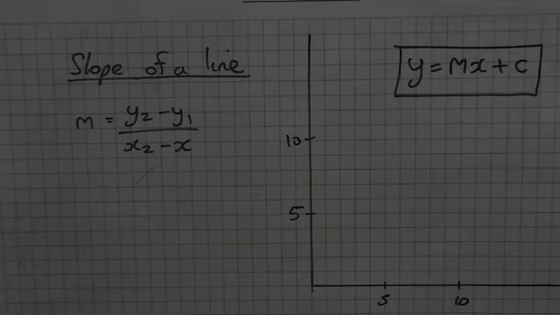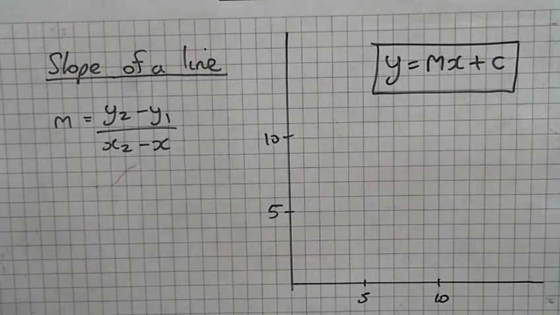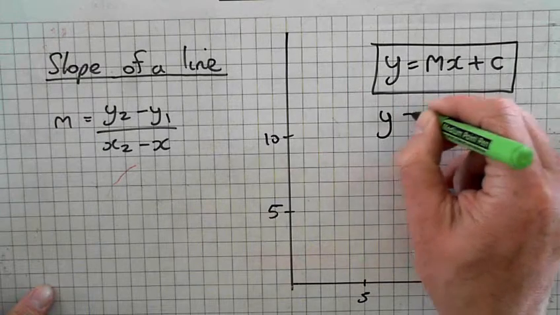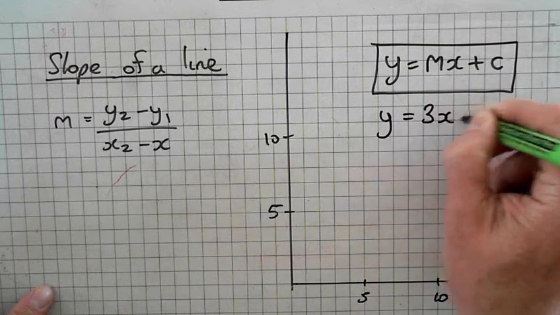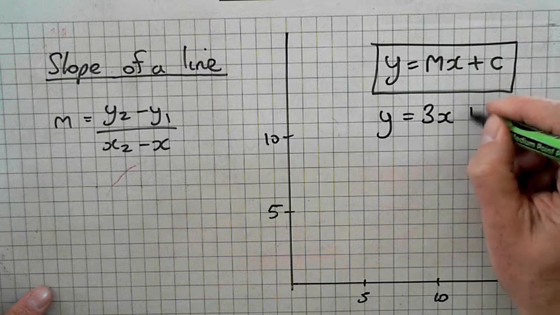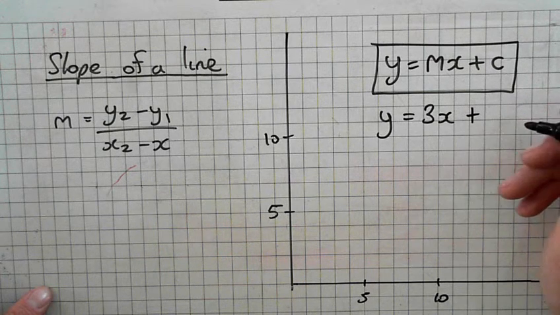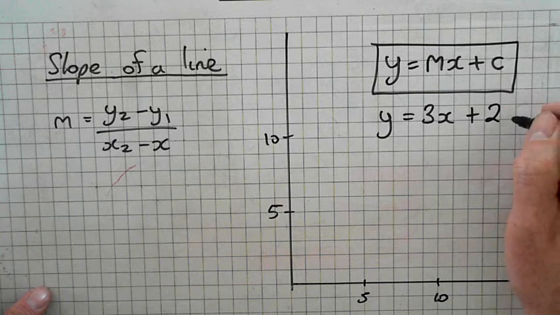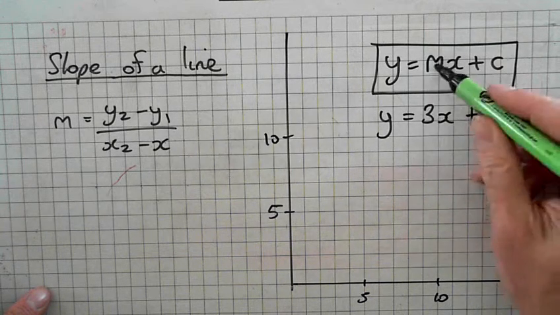You give me a line. Make up a line. 3x. Right, so make up a line over here. So y is equal to 3x. C is 2. C is a number. M is a number.